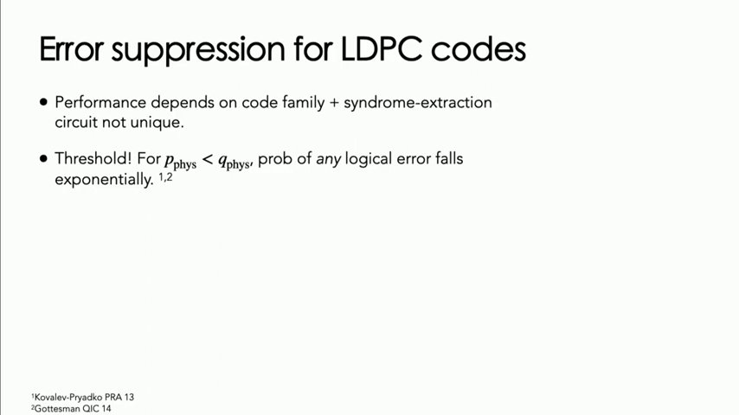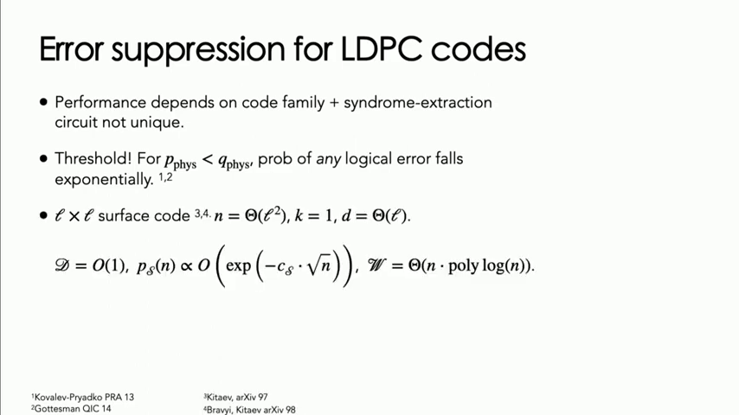And what that means, for the sake of this cartoon picture that I'm going to be presenting now, you can imagine that every qubit is afflicted by IID Pauli errors with some probability P physical. And LDPC codes can be endowed with a threshold, meaning that for some physical error probability Q physical, if P is less than Q, then the probability of any logical failure falls exponentially. And this is what makes these sorts of codes so appealing.